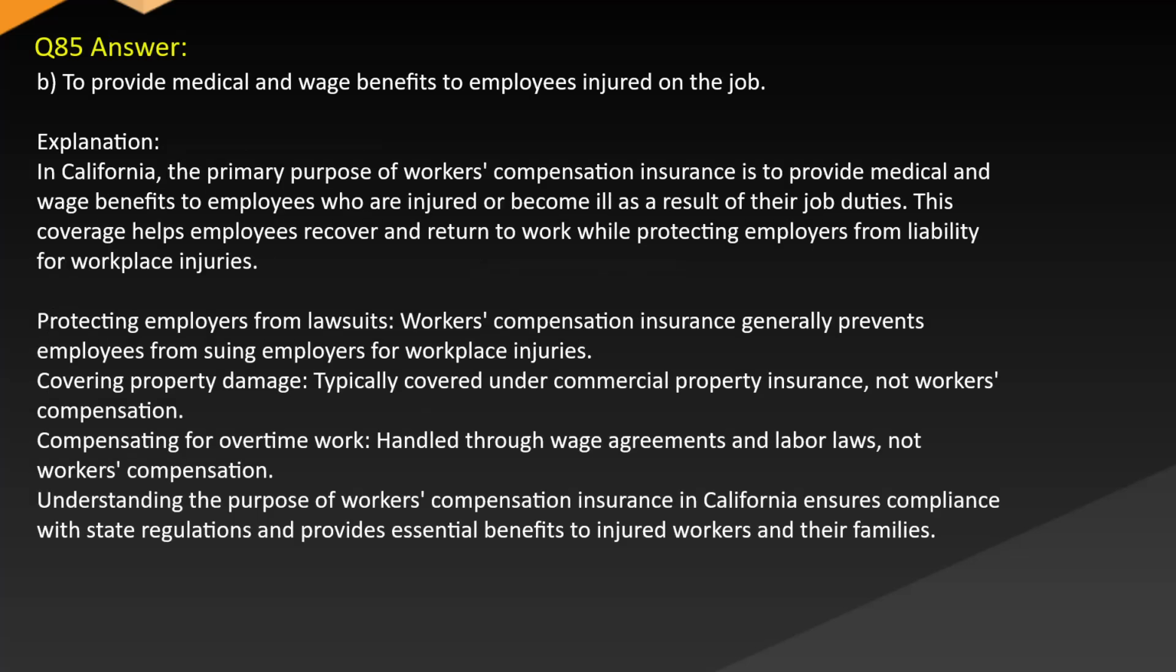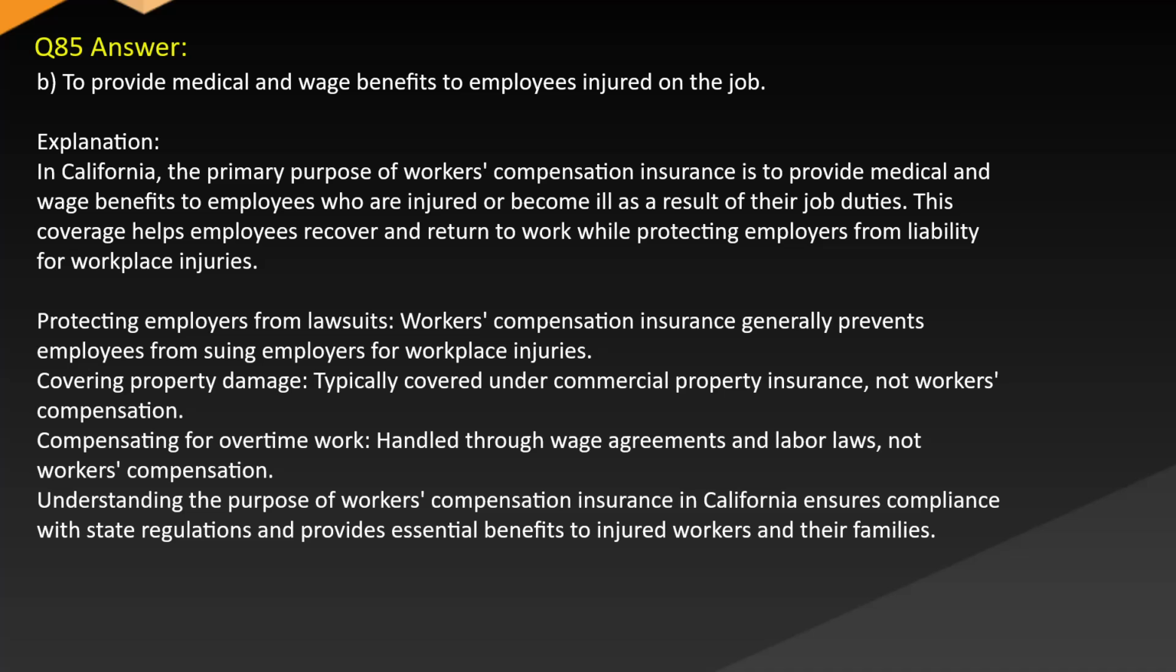Answer: B. To provide medical and wage benefits to employees injured on the job. Explanation: In California, the primary purpose of workers' compensation insurance is to provide medical and wage benefits to employees who are injured or become ill as a result of their job duties. This coverage helps employees recover and return to work while protecting employers from liability for workplace injuries.